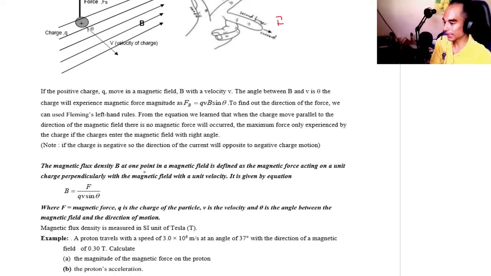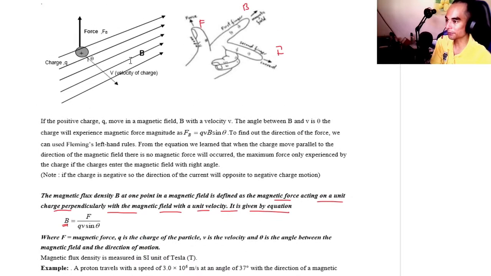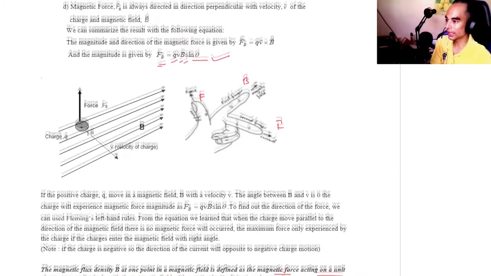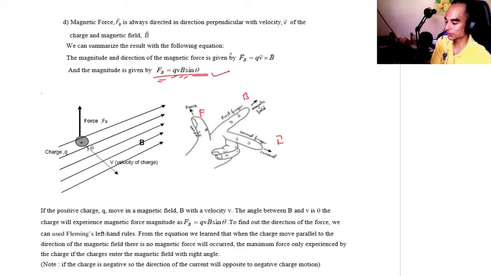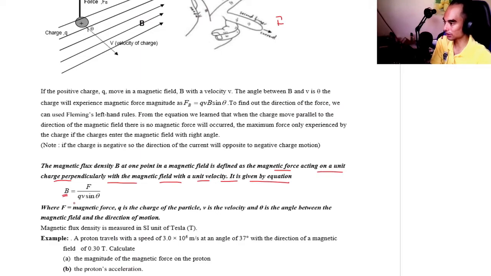Okay. So magnetic flux density at one point in a magnetic field is defined as the magnetic force acting on a unit charge moving perpendicularly to the magnetic field with unit velocity, given by the equation B equals F over QV sin theta. This actually came from the one on top, F equals QVB sin theta. So B is how big, how strong or how weak the magnetic field is, determined by the force of the magnetic field divided by Q V sin theta. F is the magnetic force, Q is the charge of the particle, V is the velocity, and theta is the angle between the magnetic field and the direction of the motion.